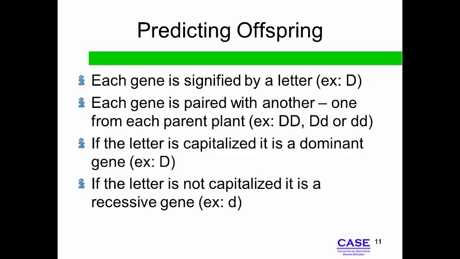Here are some rules to remember as the Punnett square is introduced. Each gene is represented by a letter, either capital or lowercase. Each gene makes up half of a pair. A capital letter represents a dominant gene. A lowercase letter represents a recessive gene.